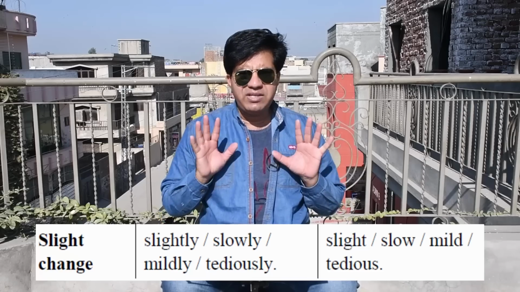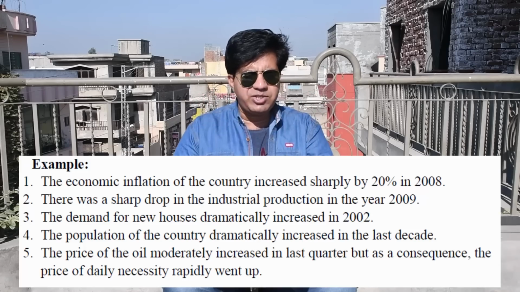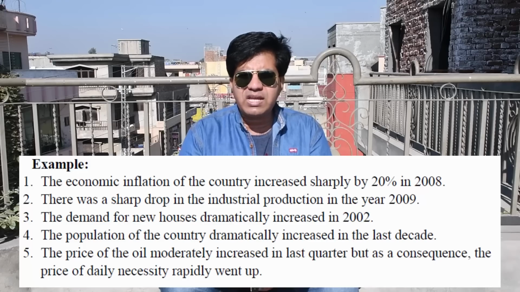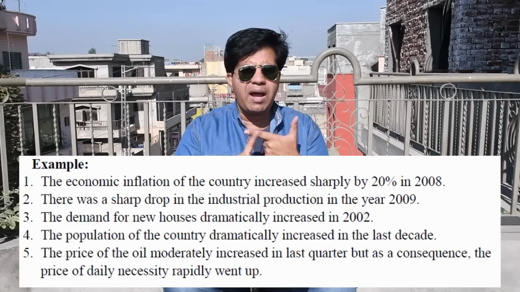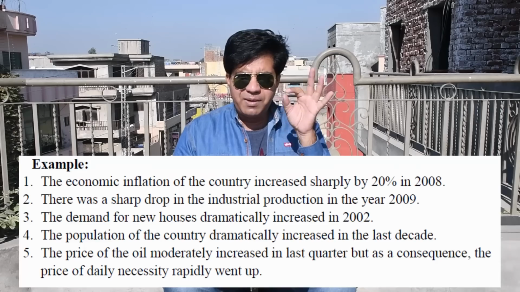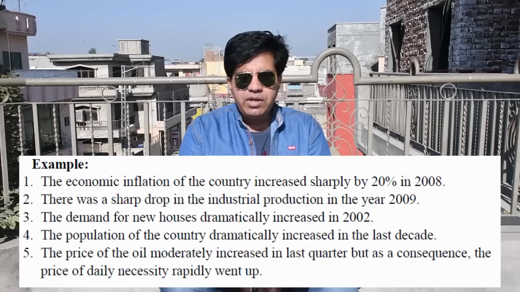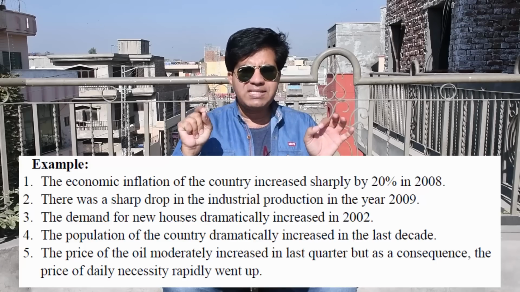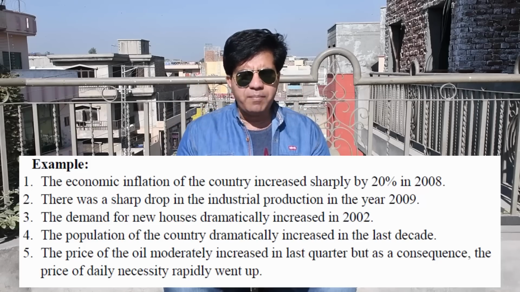Now let's make some sentences with these verbs, with these adverbs and adjectives. Number one, the economic inflation of the country increased sharply. Sharply means rapid change. Increased is verb, sharply is adverb, verb adverb connection. By 20% in 2008. Number two, there was a sharp drop in the industrial production in the year 2009. Sharp drop. Drop is noun, sharp is adjective. This is what we call adjective and noun combination.